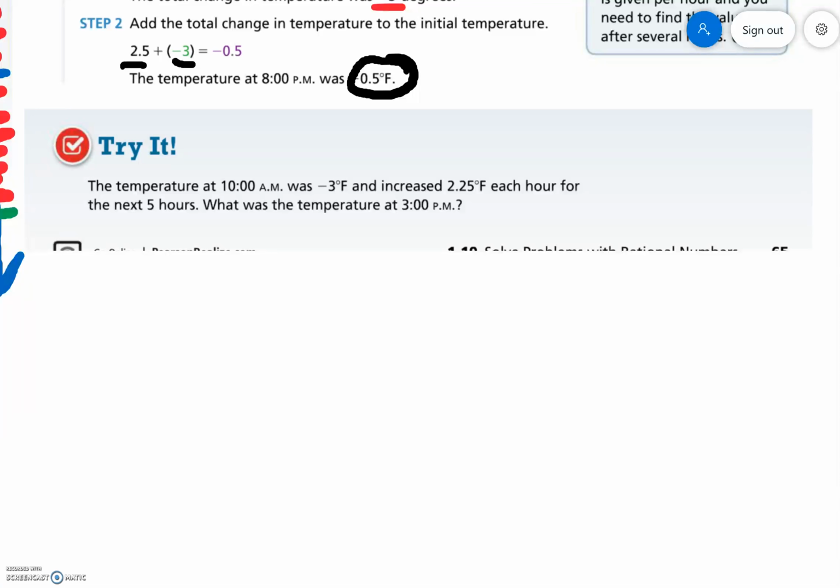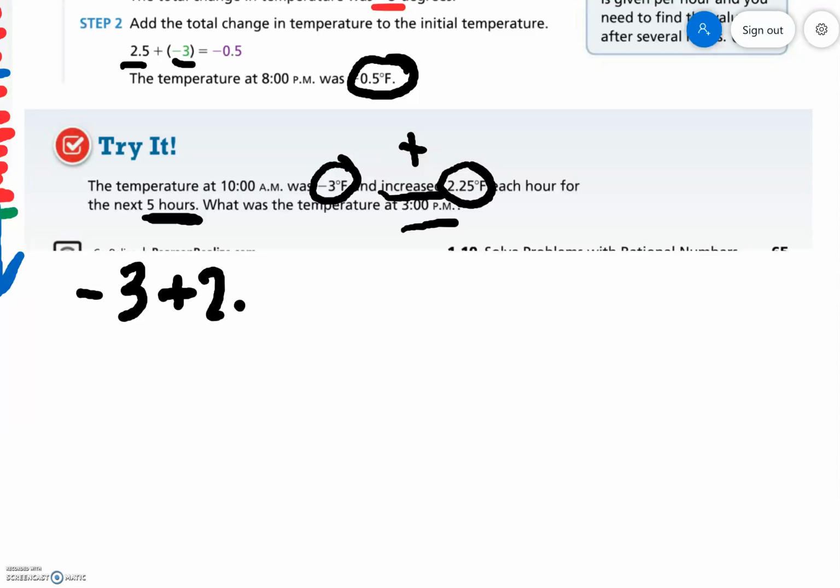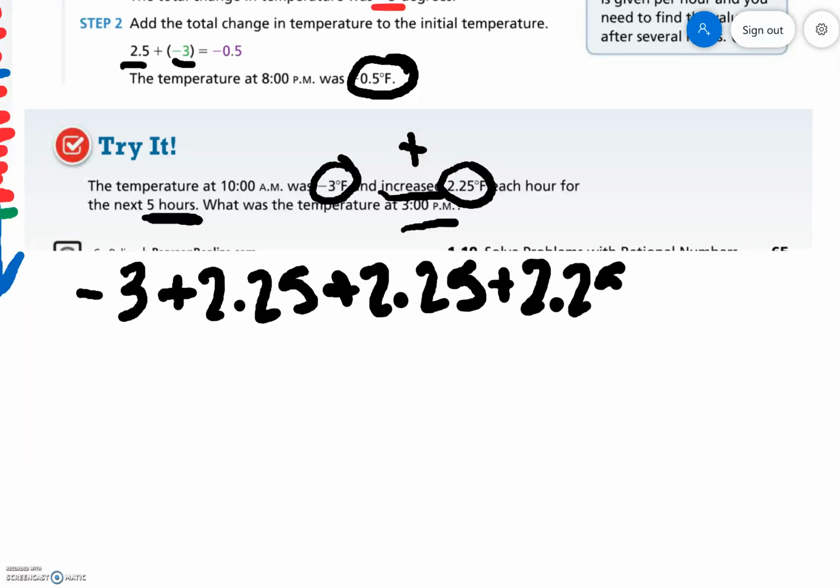The temperature at 10 a.m. was negative 3 degrees Fahrenheit, an increase. So we're adding 2.25 each hour for the next 5 hours. What was the temperature at 3 p.m.? So we start at negative 3, and we could do this. We could do negative 3 plus 2.25 plus 2.25 plus 2.25, 5 times.